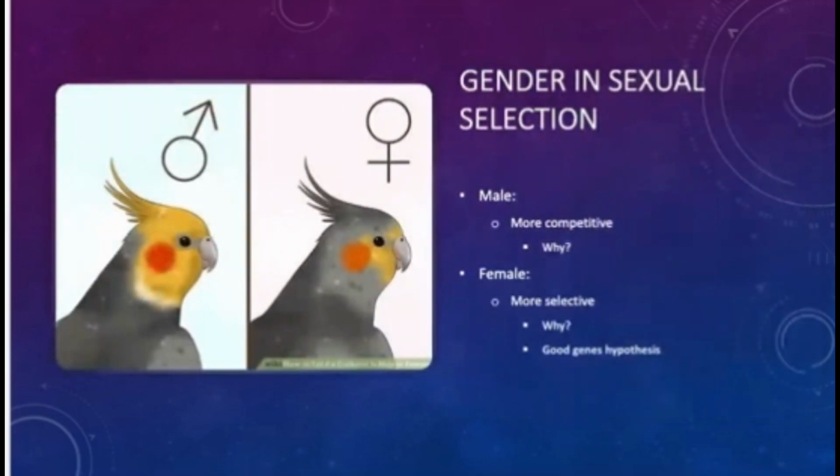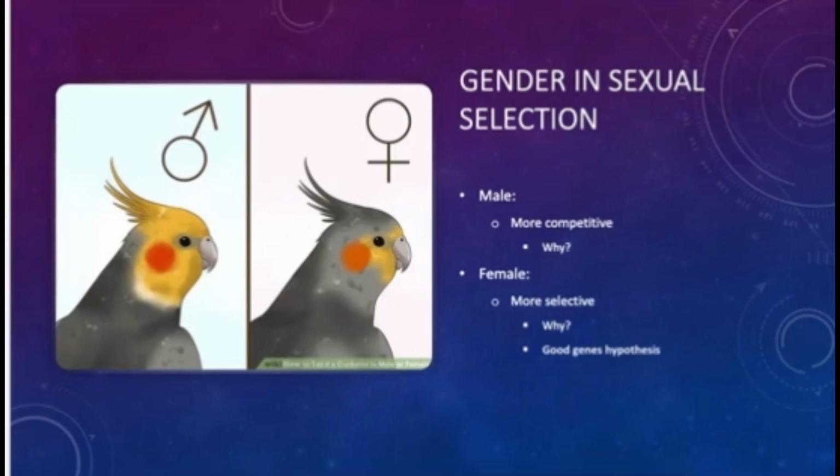Next, we have the role of gender in sexual selection. In reproduction, males typically invest fewer resources and possess unlimited reproductive potential, making them more competitive in mating scenarios. However, females tend to allocate more resources towards their reproduction and they have limited reproductive potential. So, this makes them more selective.